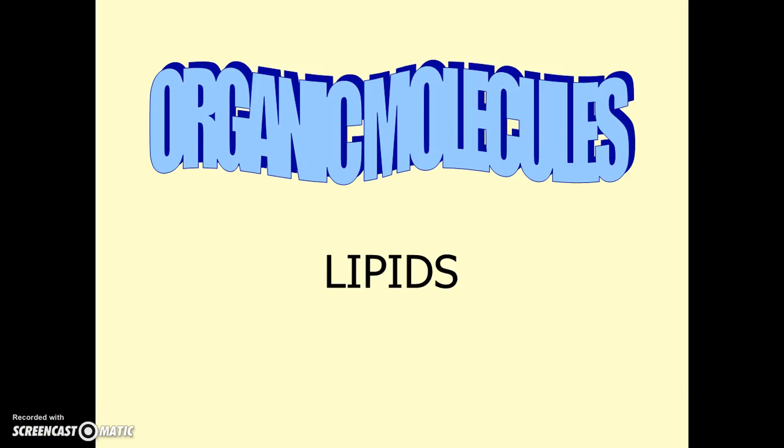Okay, so we just ended our unit on carbohydrates. Now we're moving on to lipids. We talked about the 4 organic molecules that we are going to be covering for the unit on biochemistry, which are carbohydrates, lipids, nucleic acids, and proteins. So now we're going to take off with lipids.